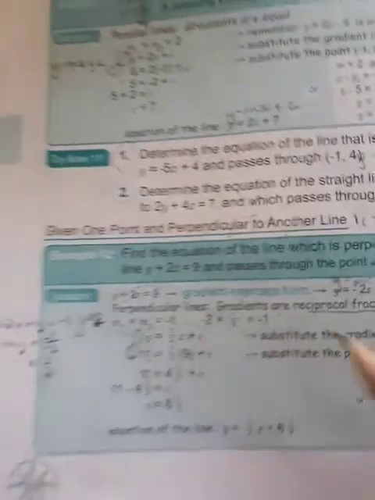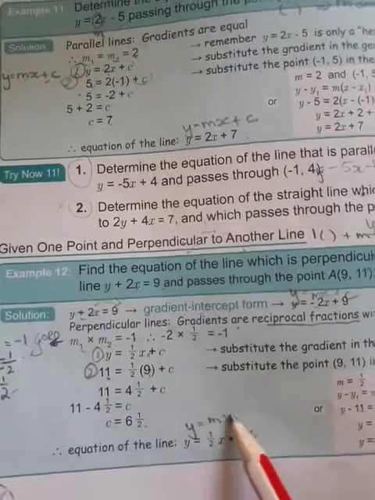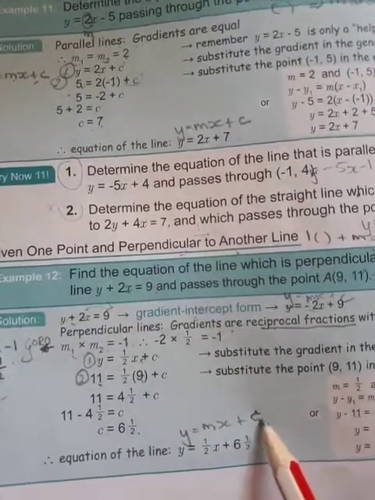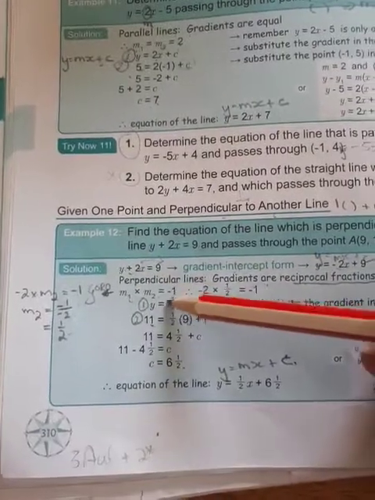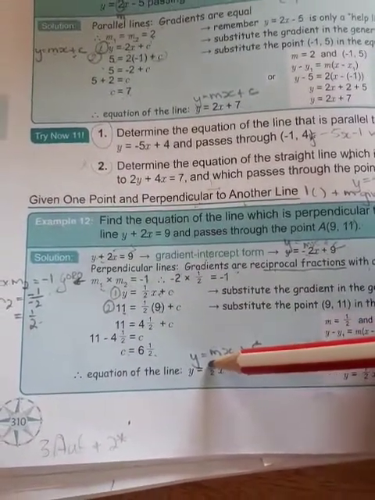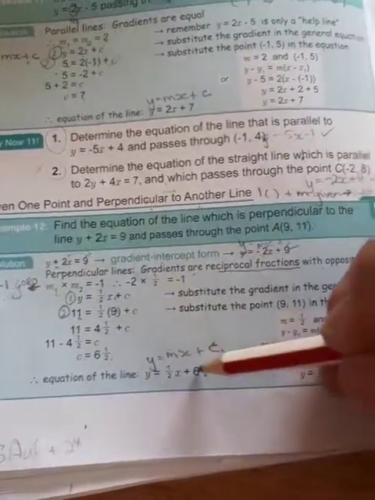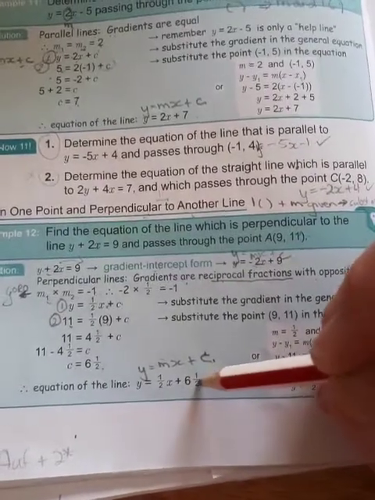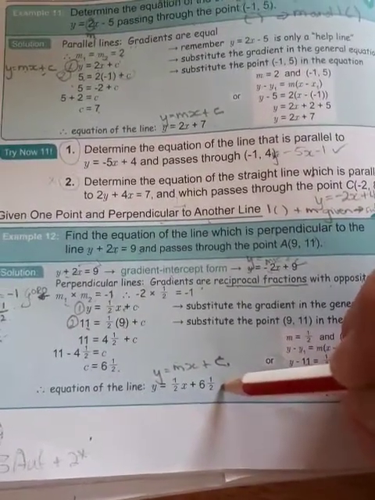And then lastly, remember y equals mx plus c. We have calculated the gradient as being 1/2, so substitute the gradient with 1/2. You have calculated the c value as 6.5. Substitute that, and then you've got the equation.